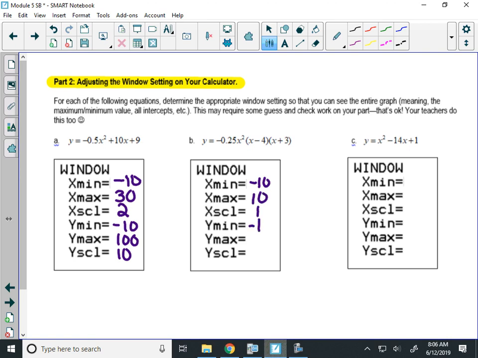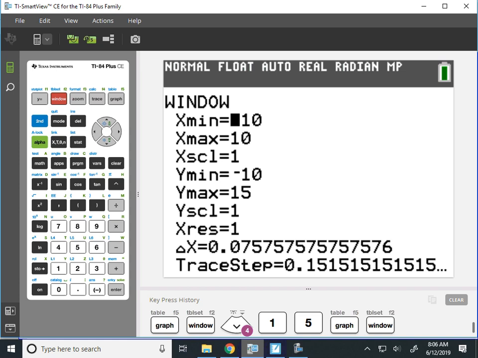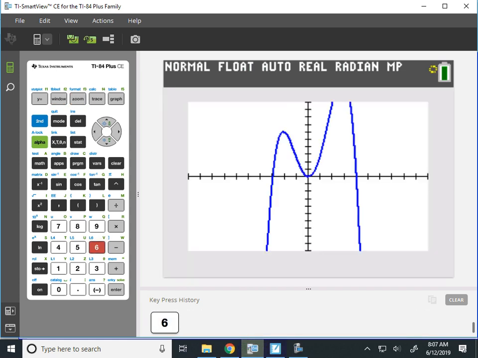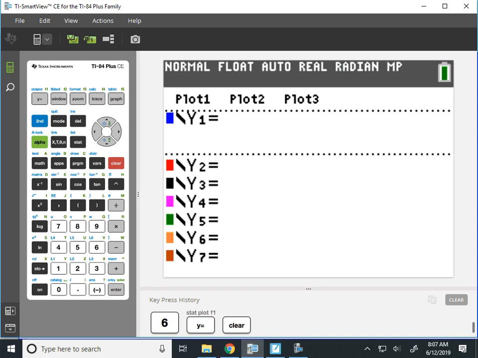The y min, we went from negative 10 to 15, and we also went by ones. All right, last one here. Try this on your own if you've been following along with the video. We're going to go back to the home screen, zoom 6, and clear out our y equals. So our last equation, x squared minus 14x plus 1.